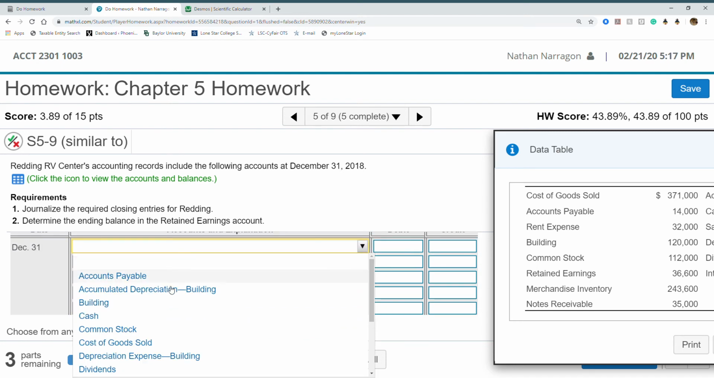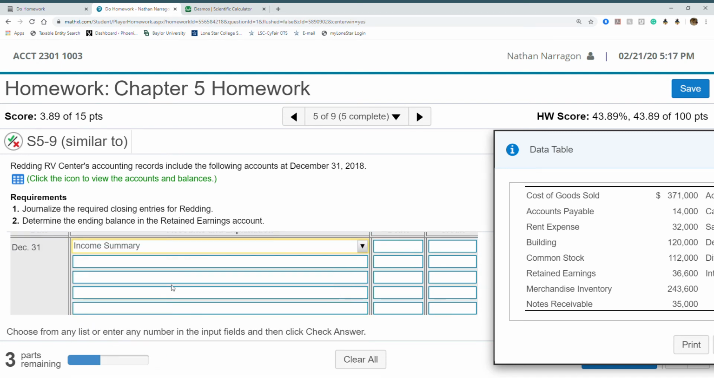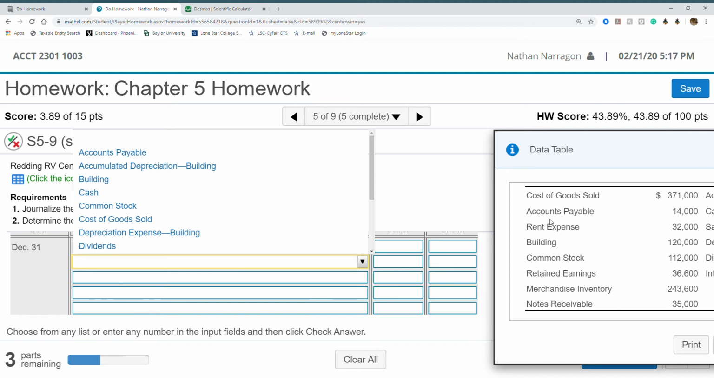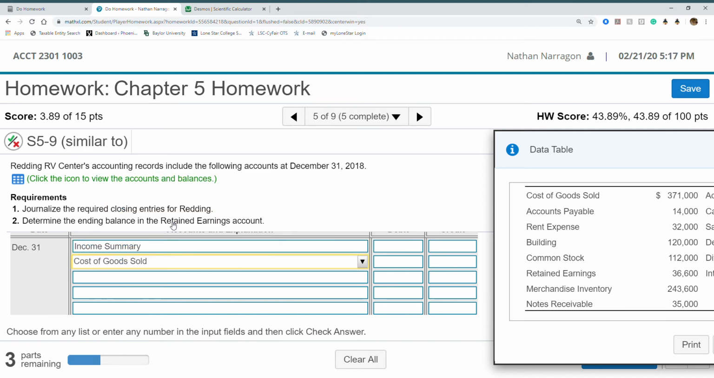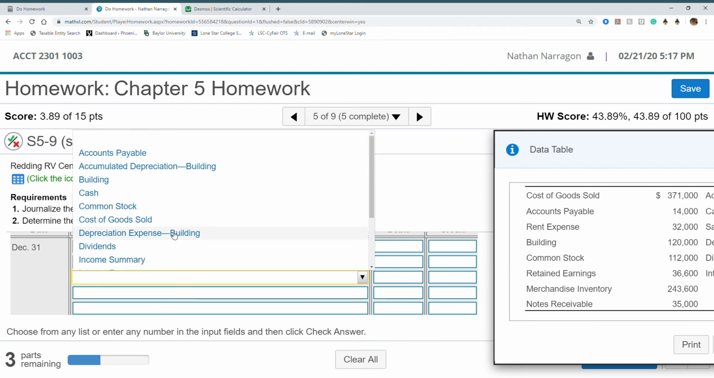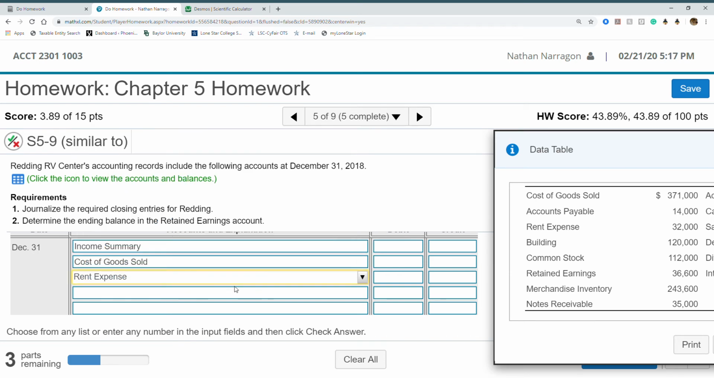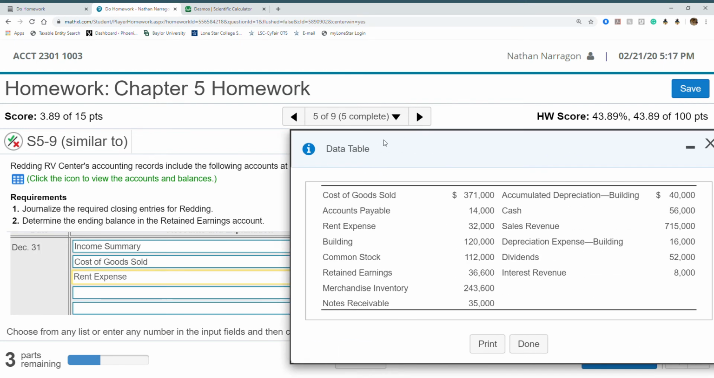First off, it's income summary first. Then let's just find expenses. First off is cost of goods sold. Then rent expense. Building does not get closed out. Common stock does not. Notes receivable does not. Accumulated depreciation, we're good. We have depreciation expense on building.